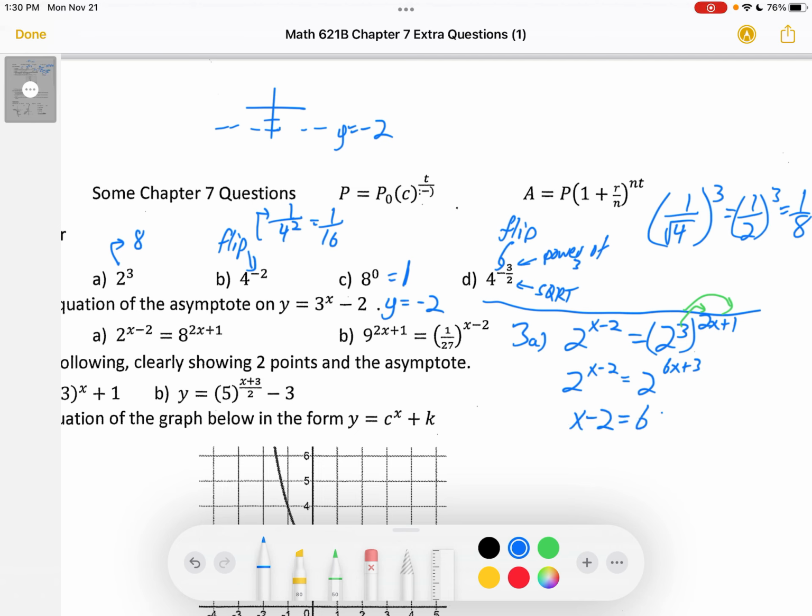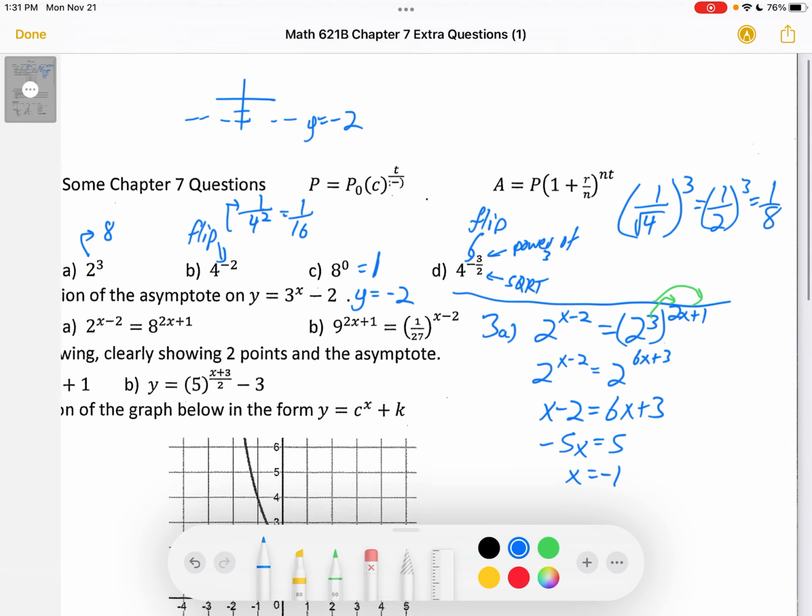So x minus 2 equals 6x plus 3. And I could move my x's to this side and my numbers to this side if I wanted. And I'll get x equals negative 1. Okay. If we really wanted to, we could double check that that is true, and it will give us the same amount on each side.